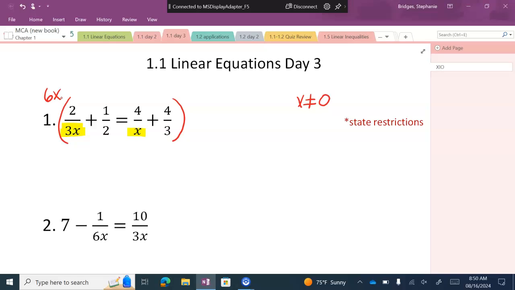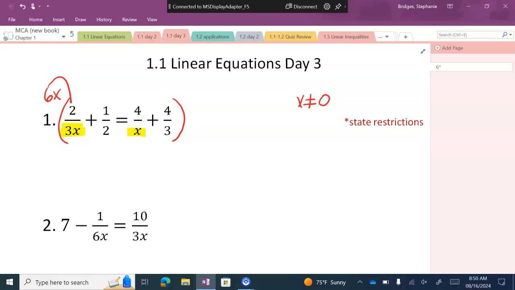So we're going to start by multiplying 6x by that first fraction, 2 over 3x. What is 6x over if it's a whole number? So what we think about is being able to simplify things that are on top and things that are on the bottom that have something in common.